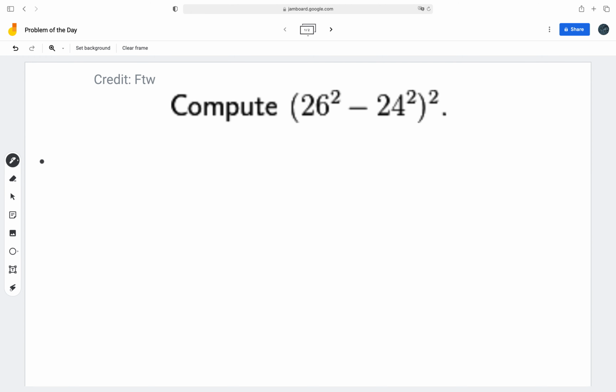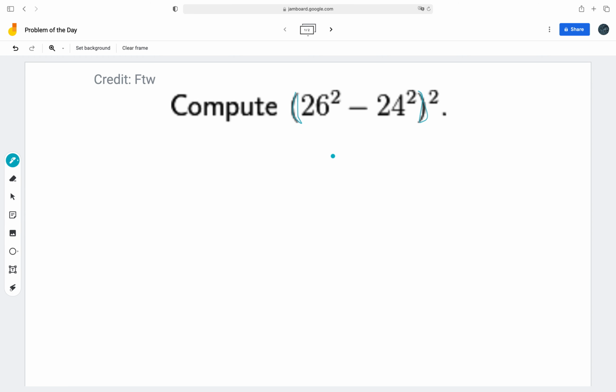So the problem reads, let's get our blue pencil. Compute 26 squared minus 24 squared, that quantity squared. So what we have to do first, let's find this first. What you could do is find 26 squared and 24 squared, which are 676 and 576.